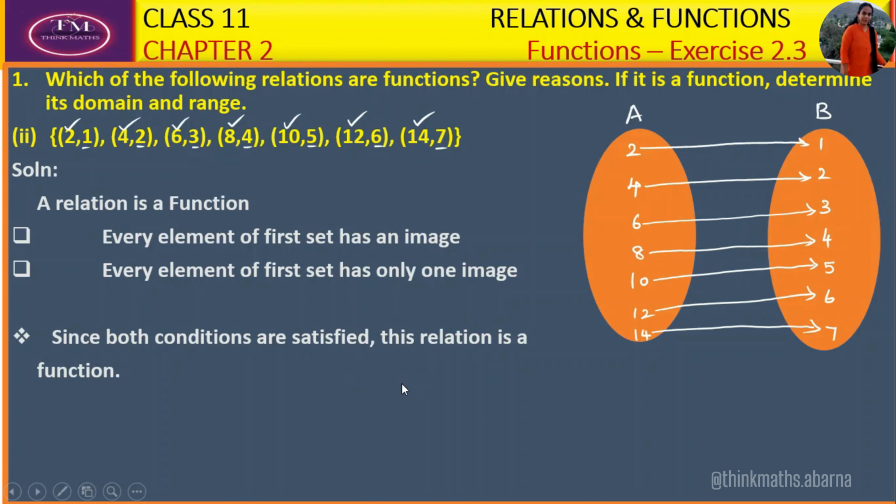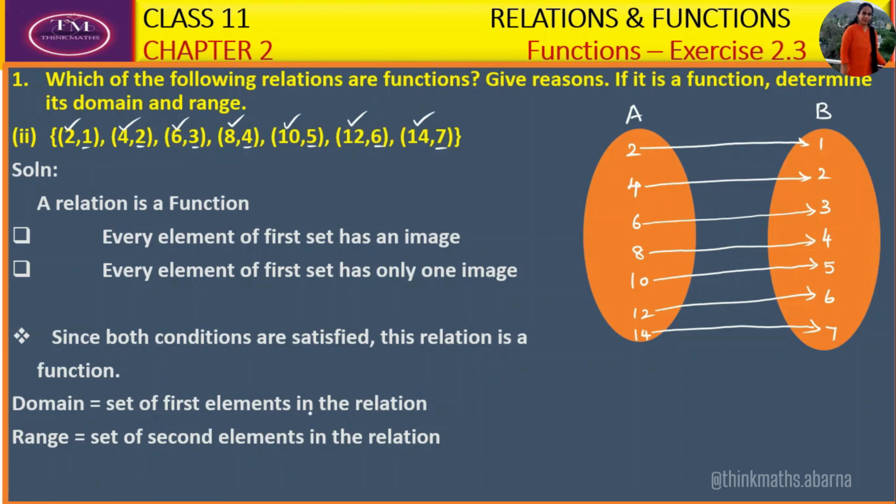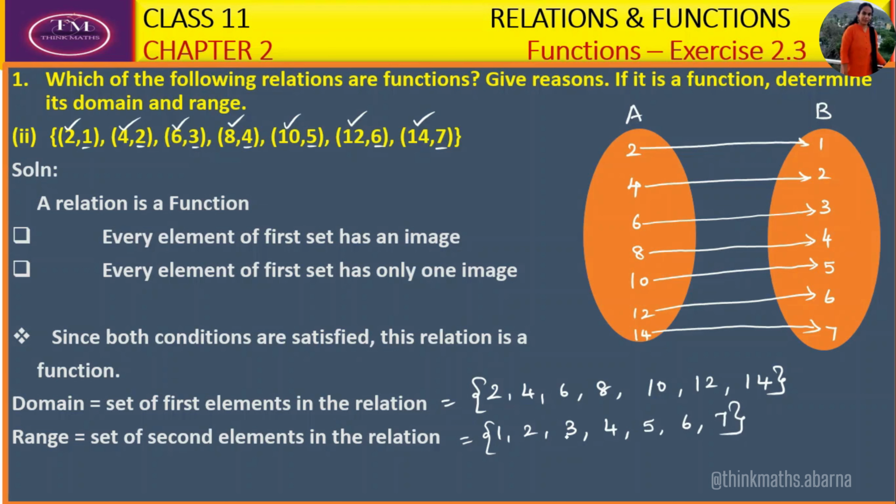Now we have to find the domain and range. What do you mean by domain? It is the set of all first elements: 2, 4, 6, 8, 10, 12, 14. Range is the set of second elements in the relation. What are the second elements? 1, 2, 3, 4, 5, 6, 7. So this is the range. Understood? So shall we move on to the third part of the first question?